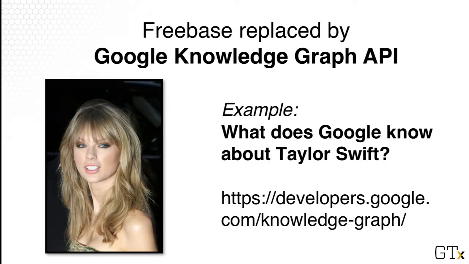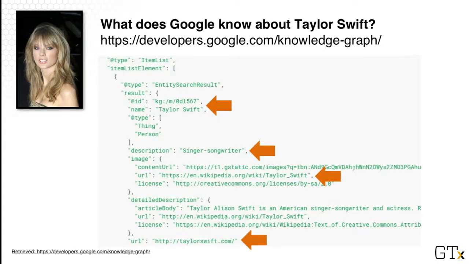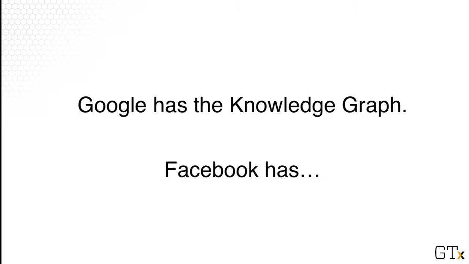Google has opened up its knowledge graph for you to access via its API. For example, you can use the API to find information about Taylor Swift. The API returns that information in JSON format. You can see that Taylor Swift has her own unique ID, and her description is singer-songwriter. There's a link to her picture and also a link to her homepage. So having a knowledge graph of entities where everything is uniquely labeled is really helpful to Google. And in fact, not only Google, but Facebook too.